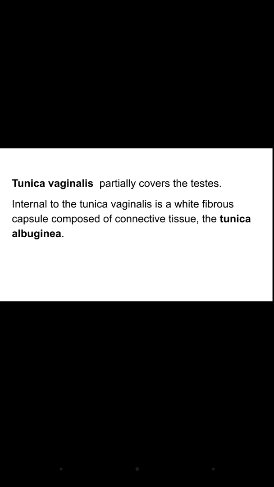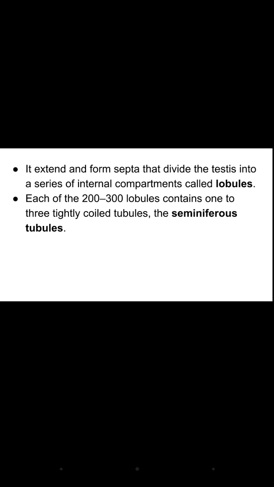In the ovaries also there was tunica albuginea. It was also a white connective tissue capsule. Similarly, here the testes also have tunica albuginea. Then the tunica albuginea extends and forms the septa. I already showed you the image in which there were septa, and these septa divide the testes into lobules, and each of the 200 to 300 lobules contains 1 to 3 coiled tubules. These tubules are known as seminiferous tubules.